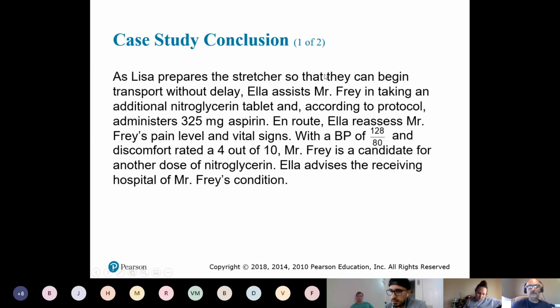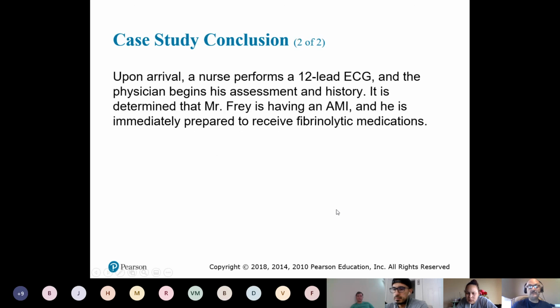With Valeria and Sequoia, they transported Henry, taking in additional nitroglycerin, and they gave him some aspirin. Good, you guys talked about that. Pain level and vital signs were checked, 128/80, so it really didn't change much. That's good. Pain went down to 4 on a 10, and Henry's a candidate for another dose of nitro. They advised the receiving hospital of his condition.